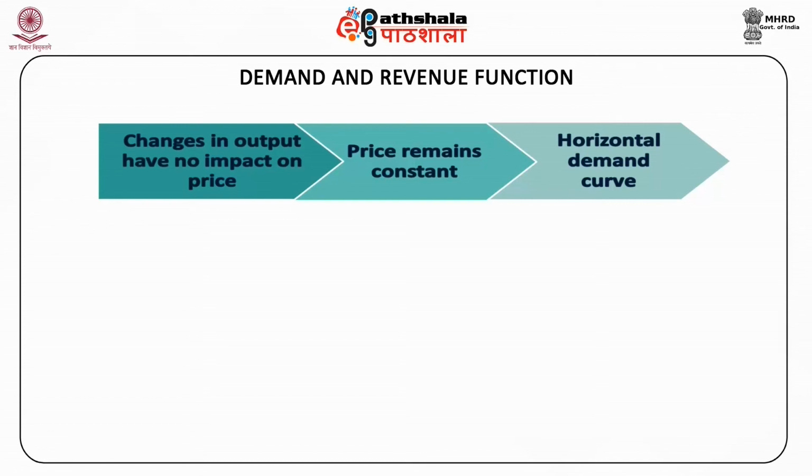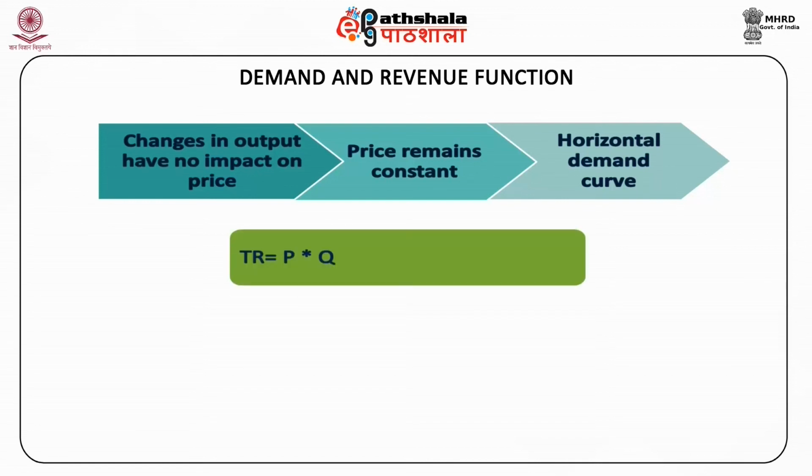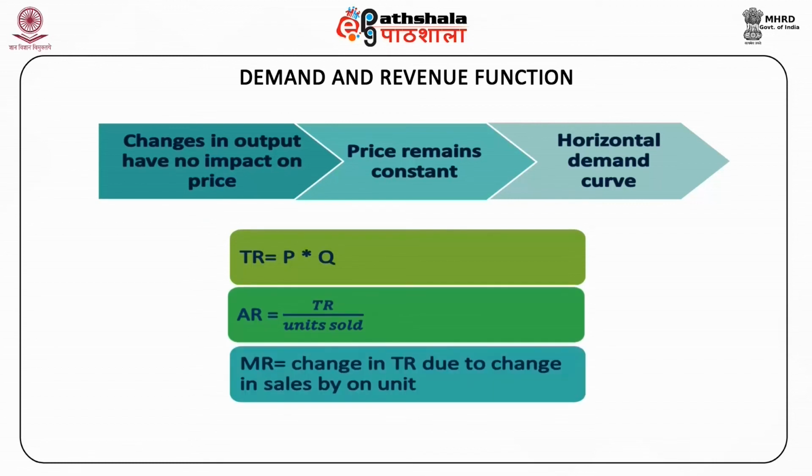To study the demand and revenue functions, first we have to know about the total revenue, the average revenue, and the marginal revenue of the firm. The total revenue is the total amount received by the firm from the sale of its output, whereas average revenue is the amount of revenue per unit sold. On the other hand, the marginal revenue is the change in the firm's total revenue as a result of change in its sale by one unit.